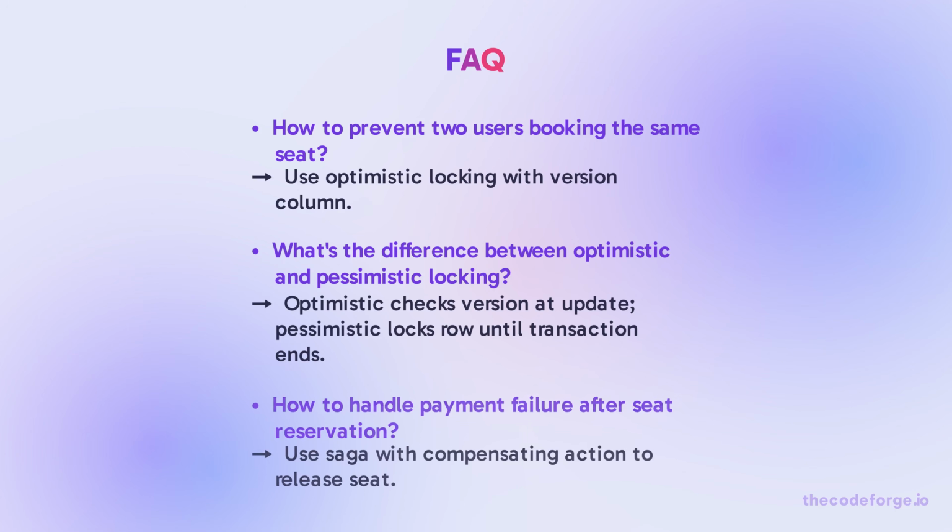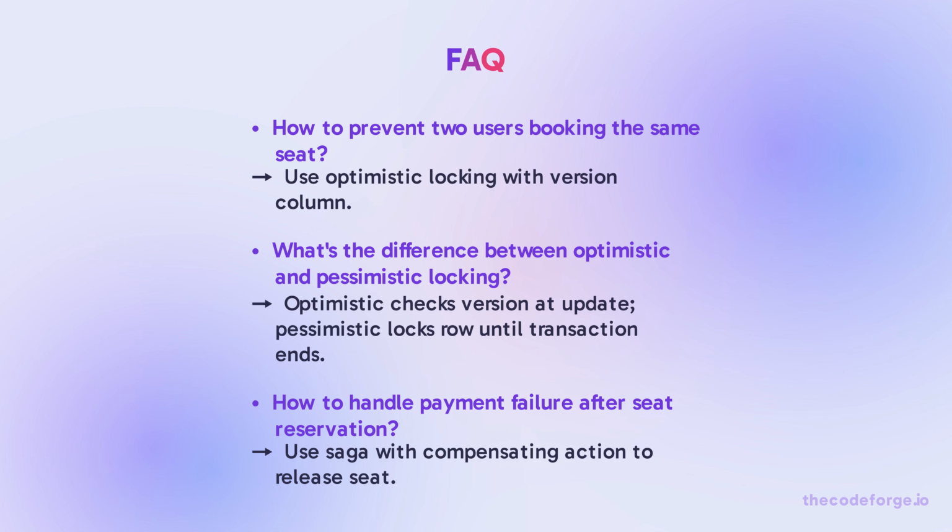And a few frequently asked questions. How to prevent two users booking the same seat? Use optimistic locking with version column. What's the difference between optimistic and pessimistic locking? Optimistic checks version at update. Pessimistic locks row until transaction ends. How to handle payment failure after seat reservation? Use Saga with compensating action to release seat.